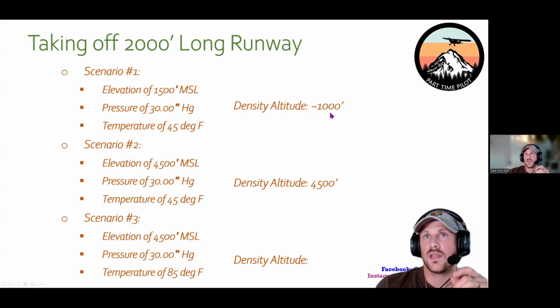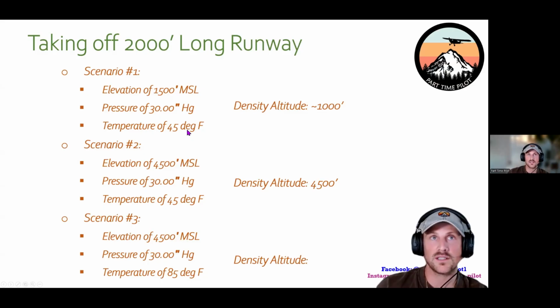But I think it would be worth it to call out why it's lower. Well, one, our temperature isn't very high, right? Our temperature is a little bit lower than standard. And then our pressure is higher than standard. Standard's 29.92. And a higher pressure increases the density. Remember, it has the opposite effect of temperature and humidity. So we have two factors here increasing our density, which decreases our density altitude.